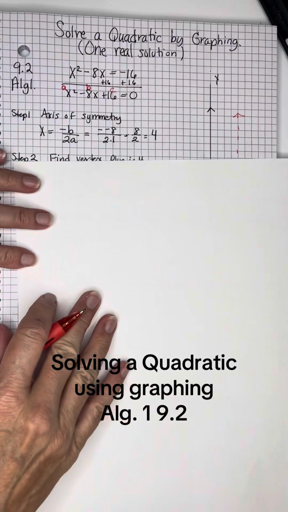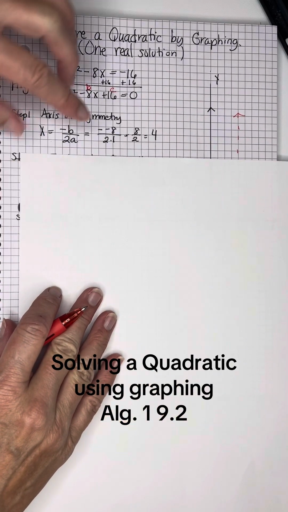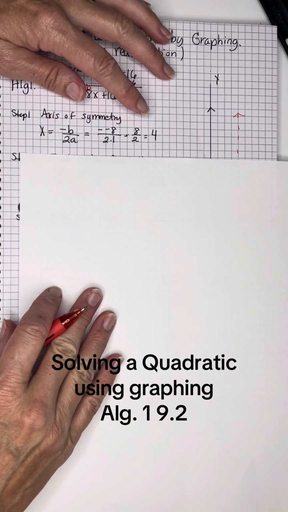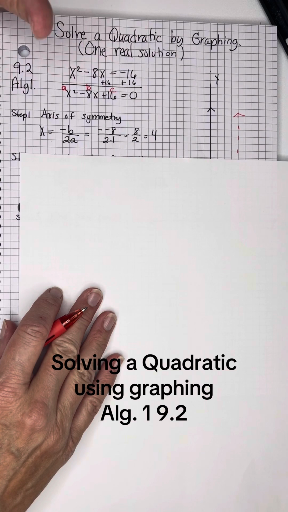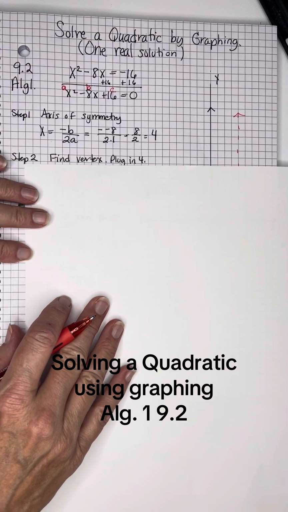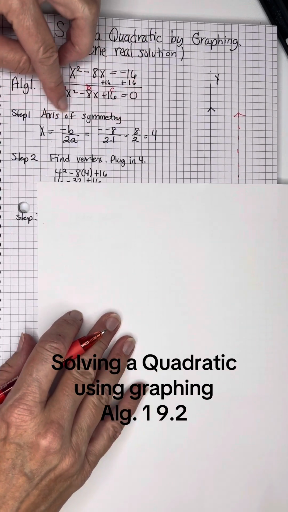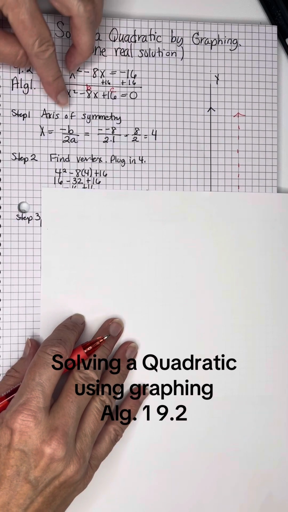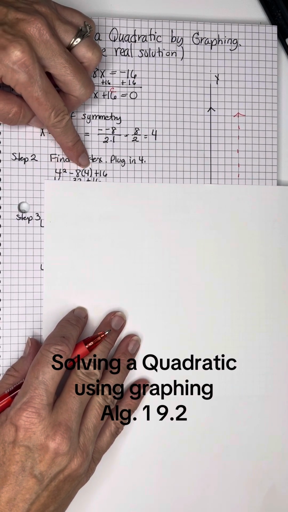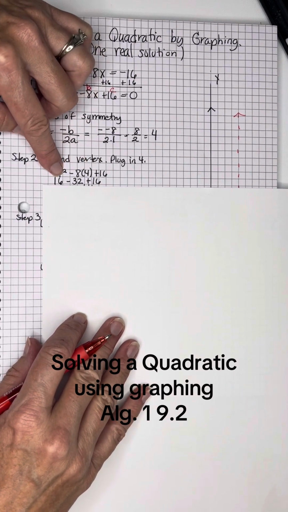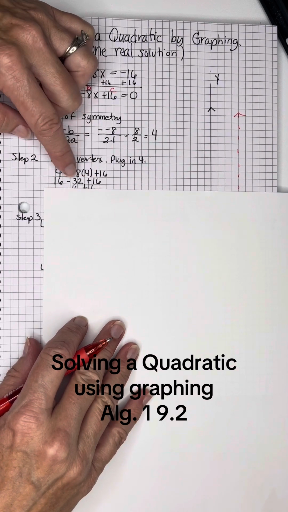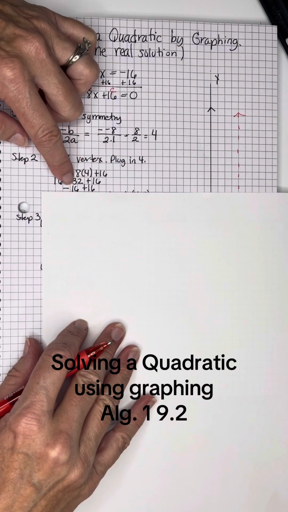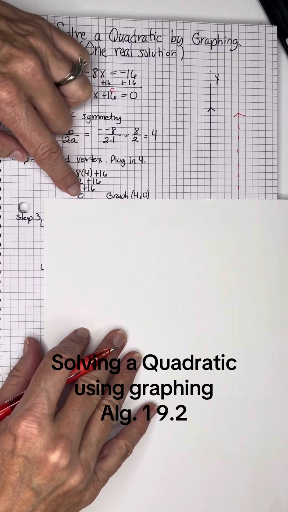Okay. Now the next step is to find the vertex, the highest or the lowest point. Since x squared is positive, a is positive, so it's going to be a minimum, pointing up. We plug the 4 into the equation here. So 4 squared minus 8 times 4 plus 16. 4 squared is 16. Negative 8 times 4 is negative 32, plus 16. So 16 minus 32 is negative 16, plus 16 is equal to 0.